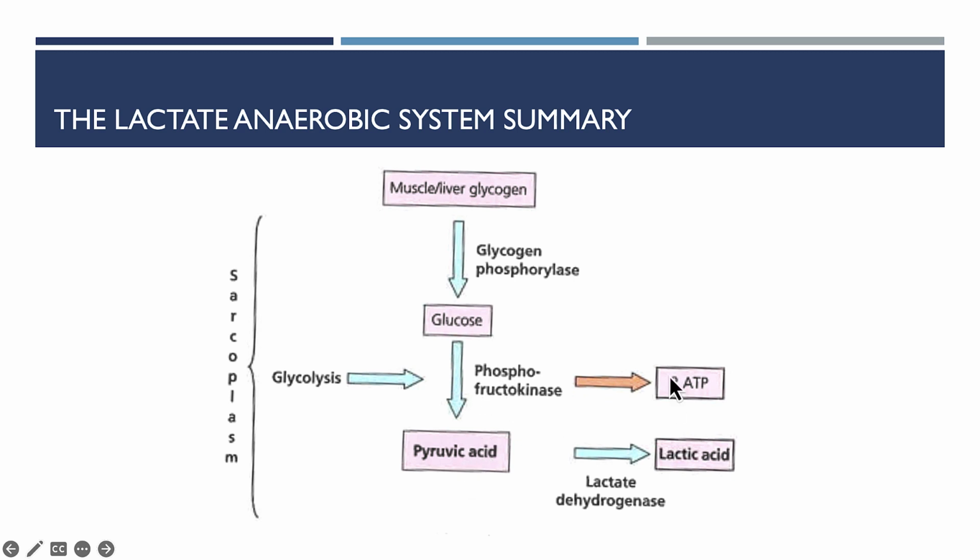It creates 2 ATP that we can then use for energy to do activities, but at the same time it's also going to create lactic acid. So it creates 2 energies we can use. It creates 2 further ones to power this process, but it's also creating lactic acid as the byproduct. And this all takes place in the sarcoplasm.